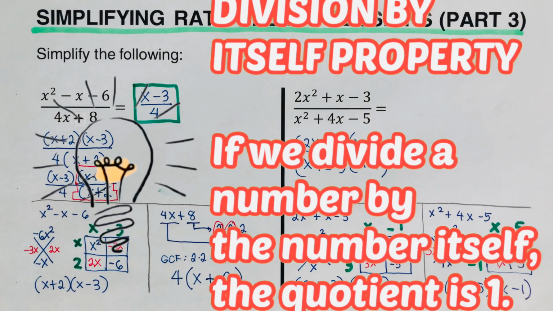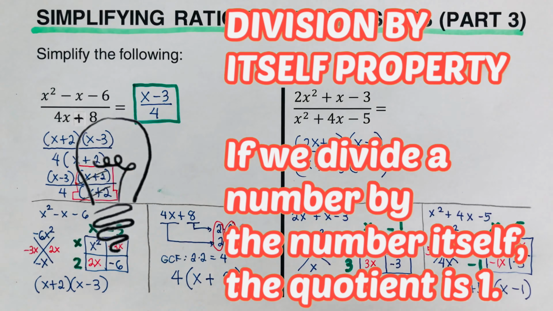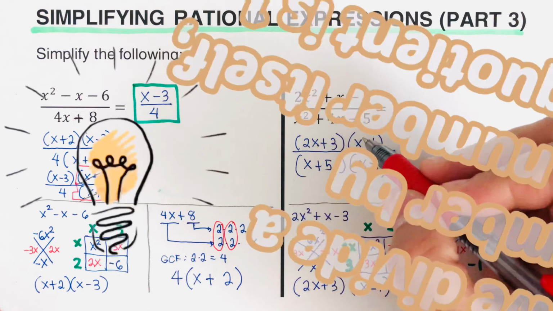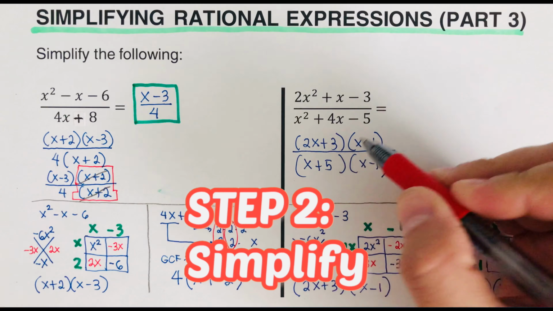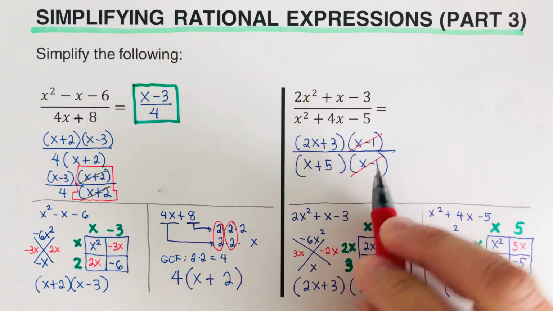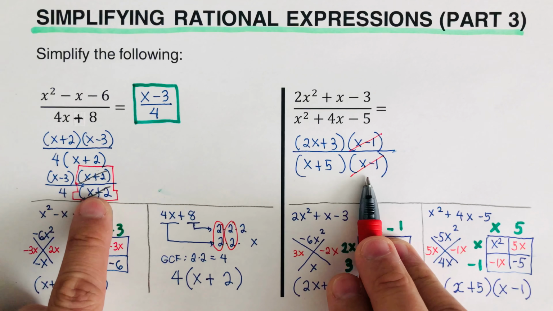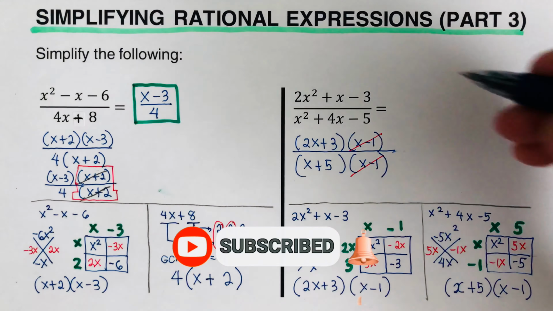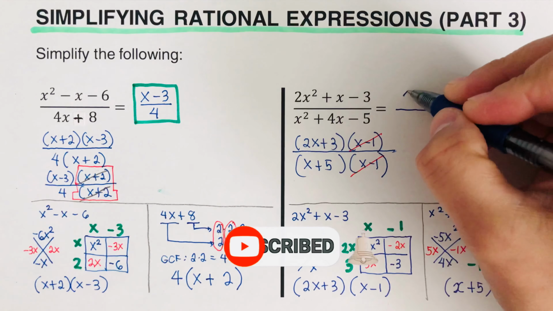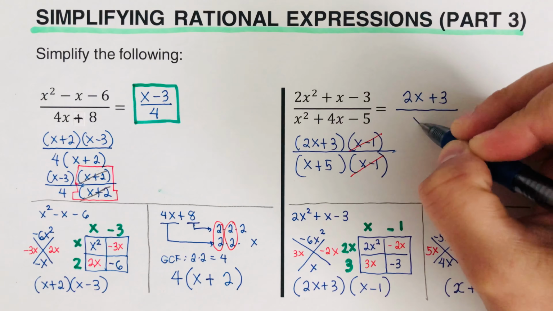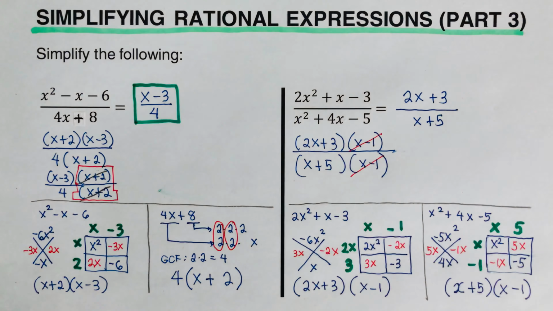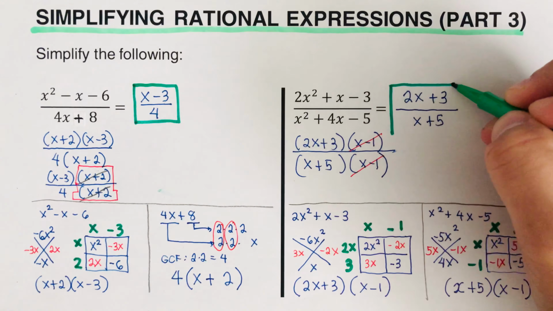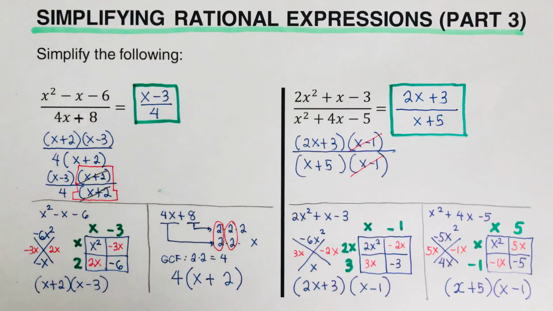Now we remember the division by itself property. If we divide a number by the number itself, the quotient is 1. So the second step is to simplify this. We can actually cross this out, but again, we remember that when we cross out, that's actually equal to 1 and not 0. So we remember that every time. Whatever's left over would be the simplified version of this. So the final answer for this one would be 2x plus 3 over x plus 5. This is the simplified version of this rational expression right there.